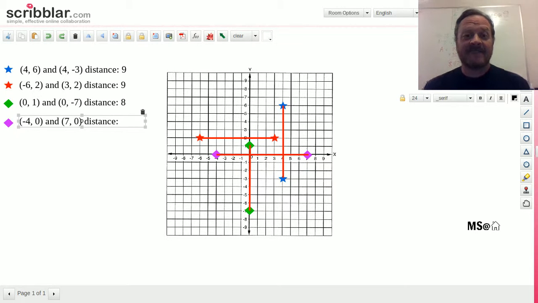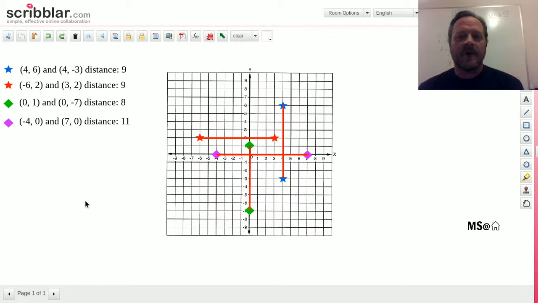Did you get it? Can't deal with y's because they don't change at all. -4 minus 7, okay? Which is the same as -4 plus -7, which is -11, but distance can't be negative, so the absolute value of -11 is +11. That's the distance between those two.